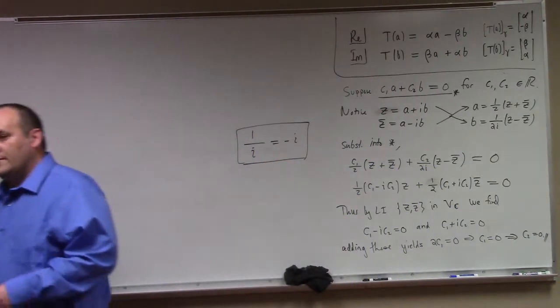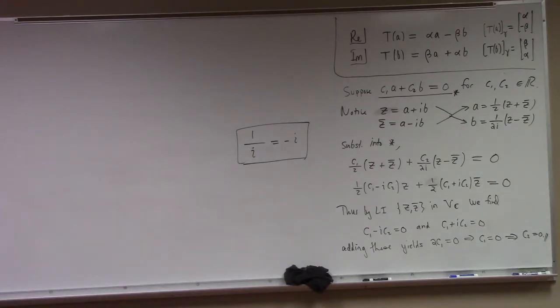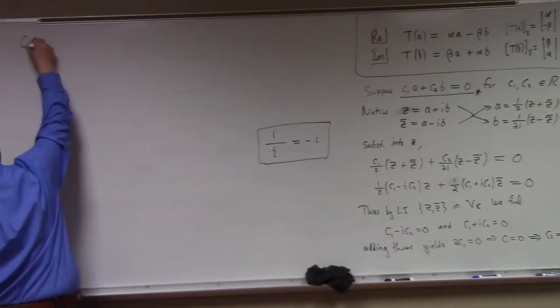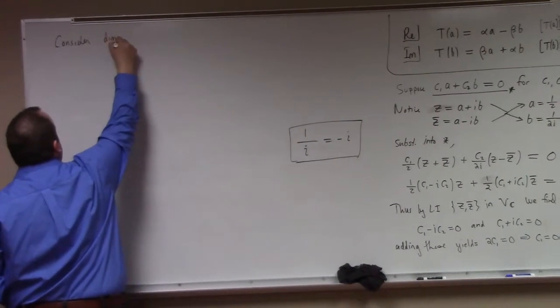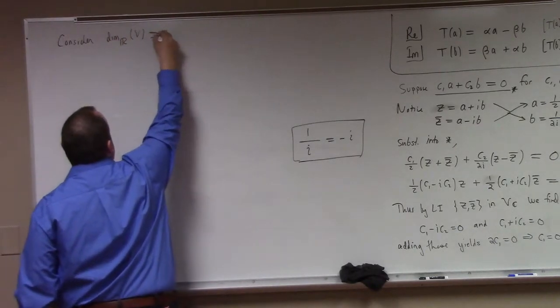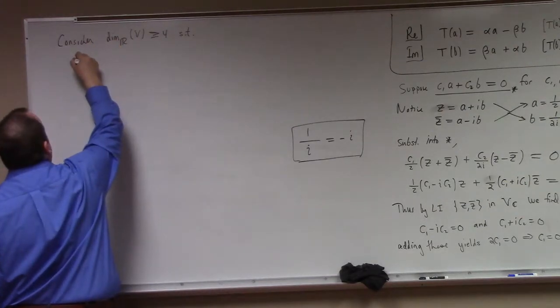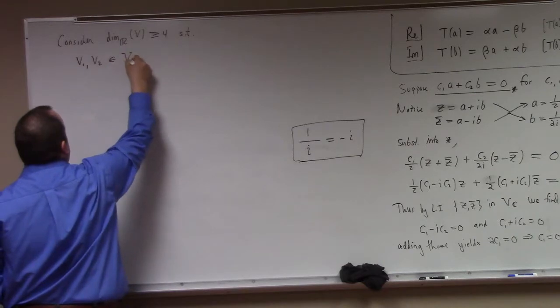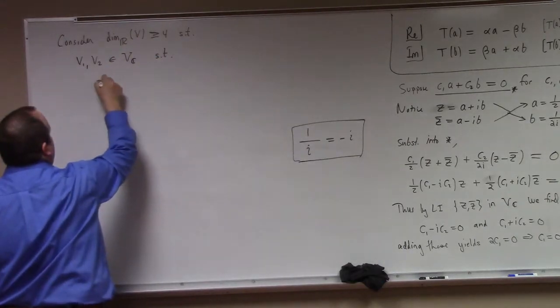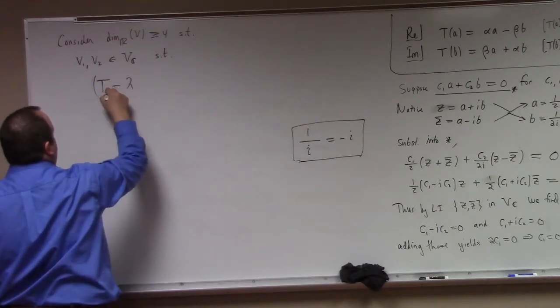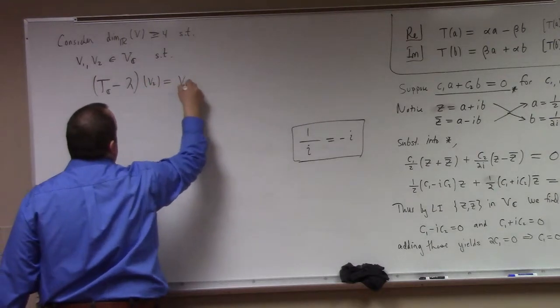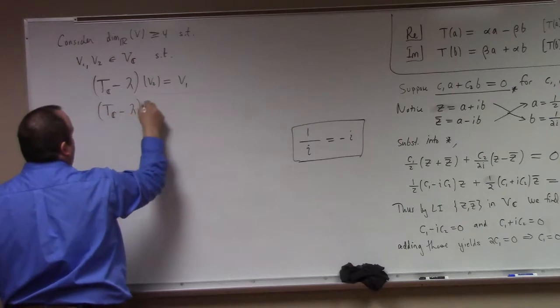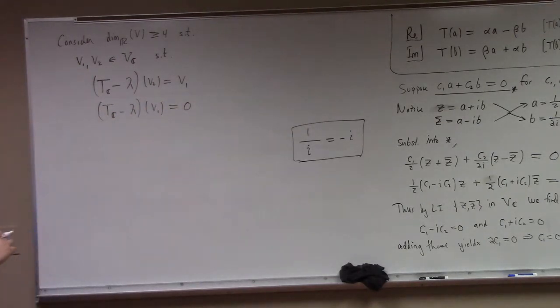Okay, so what else is out there? What if we had a real transformation on a 4-dimensional real vector space, right? Suppose V is 4-dimensional for the sake of discussion. Or consider the real dimension of V being greater than or equal to 4, such that V1 and V2 are in the complexification such that T sub C minus lambda of V2 is equal to V1, and T sub C minus lambda of V1 is equal to 0. In other words, suppose that V1 and V2 form a 2-chain with complex eigenvalue lambda for the complexification T.